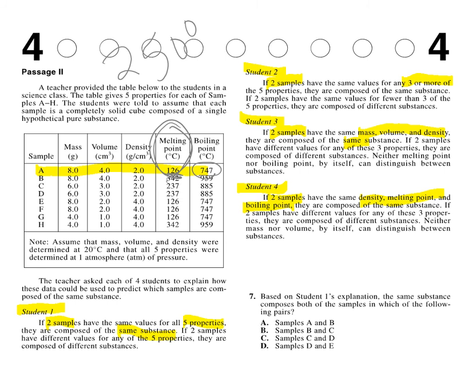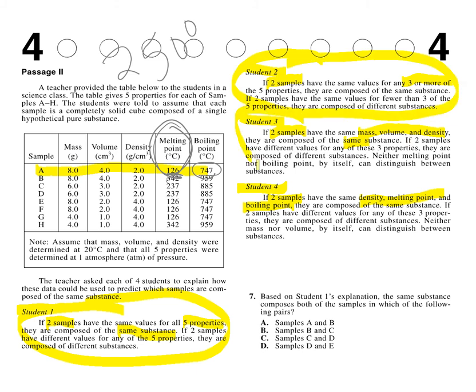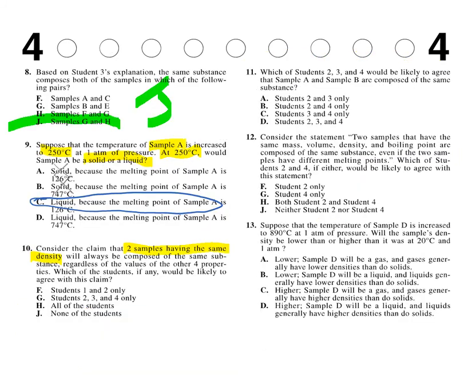And so when we think about this, this student over here said they have to have all 5 properties the same. That one doesn't work. This student said they have to have at least 3 properties the same, and this student said they have to have 3 properties the same, and this student said they have to have 3 properties the same. So when you look at this, none of the students would support that because they're saying that they only have to have density, and we're looking at they have to have more than that. So that is the correct answer for 10.